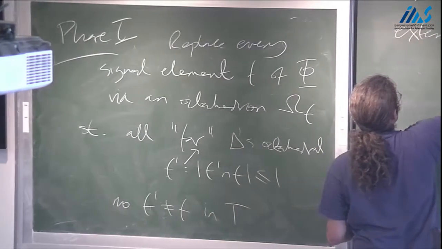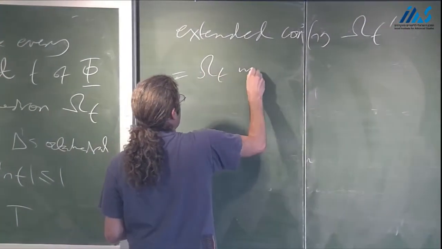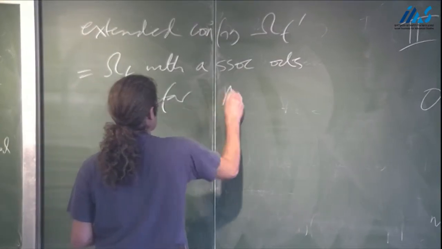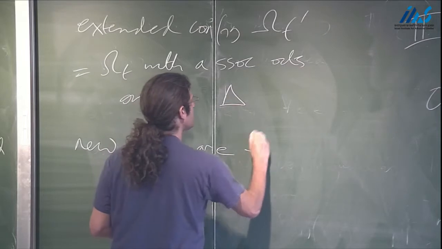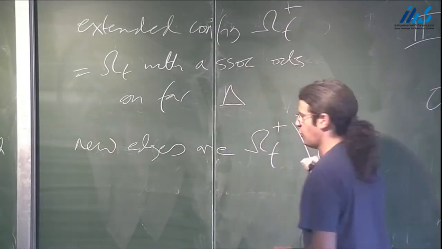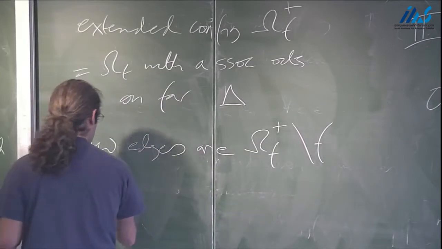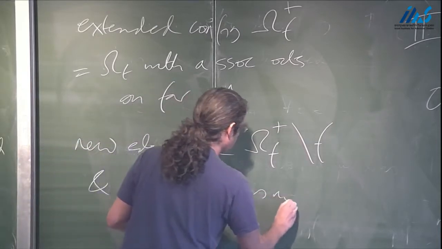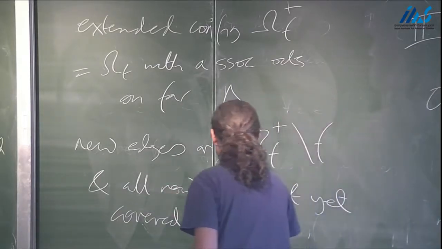So the extended configuration omega F plus is omega F with associated octahedra on the far triangles. So the new edges are those in omega F plus but not the ones in F, the ones I've already got. And I want all of the new edges to be new. They haven't been covered previously. Edges not yet covered. So choose uniformly at random from such.